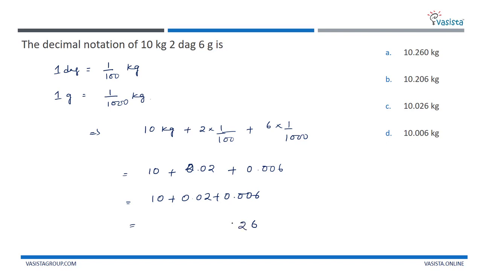correct, then 0, then 10, that is 10.026 kg. This is the decimal notation of that, that is 10.026 kg. So the option here is C. The answer is C.